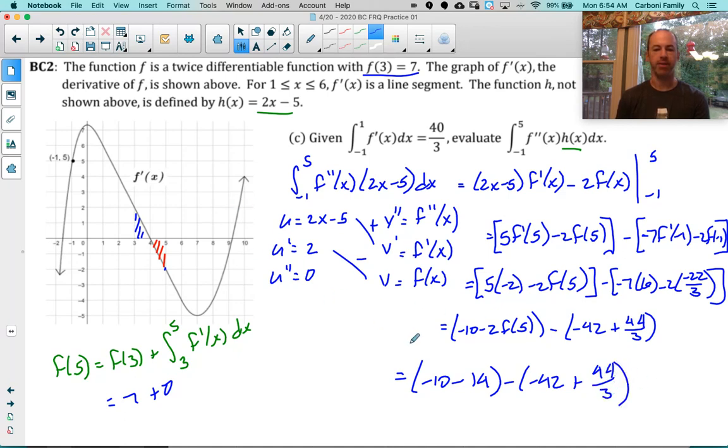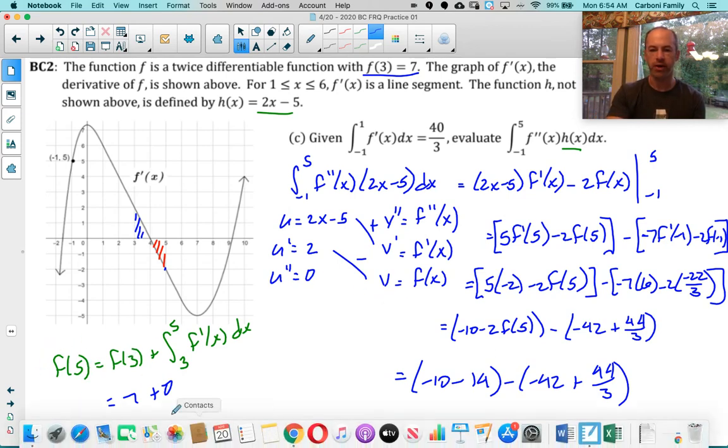And I'm going to stop there. I don't think there's a need to simplify this. And yeah, I'm double checking my work because I didn't get that same answer when I worked this just a few minutes ago. But I think this is right. I think I made a mistake the first time.